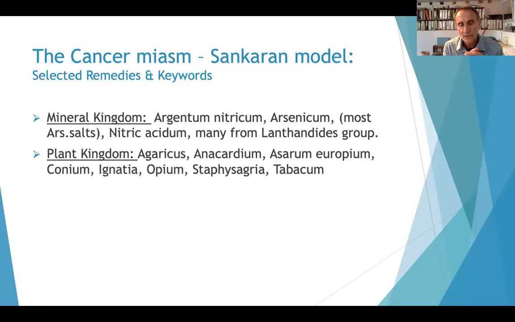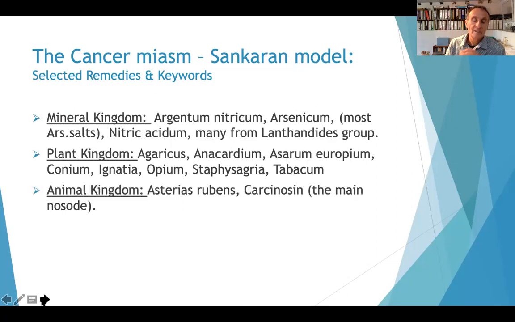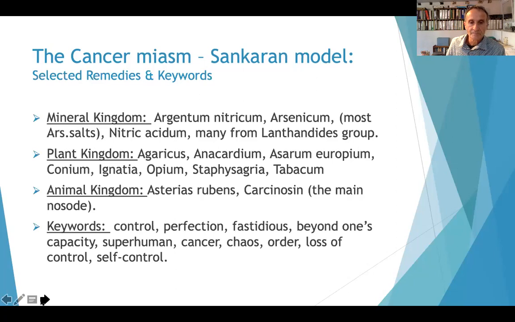Plant kingdom, we've got Agaricus, the mushroom, Anacardium, Conium, Opium, Staphysagria well known, and tobacco from the Solanaceae family. In the animal kingdom, Asterias rubens, starfish, and Carcinosinum, which is the main nosode. Keywords are control, perfectionist, fastidious. Things are going to be neat, tidy, correct, the way I like it. And the opposite is it gets beyond one's capacity and one ends up in chaos, disorder, loss of control, loss of self-control.